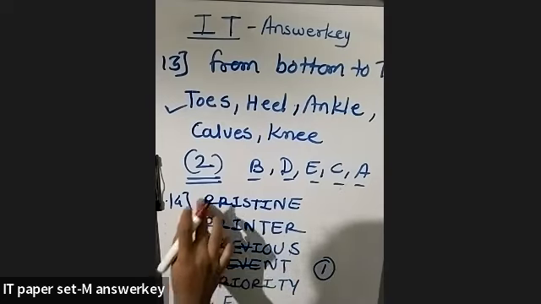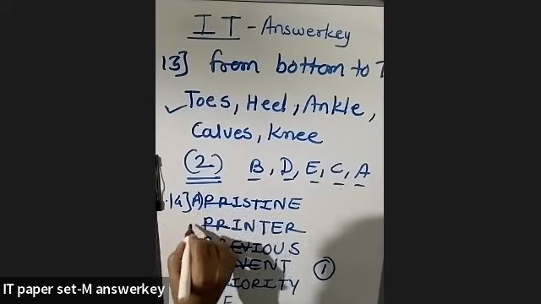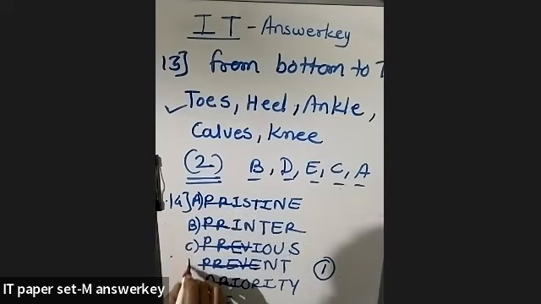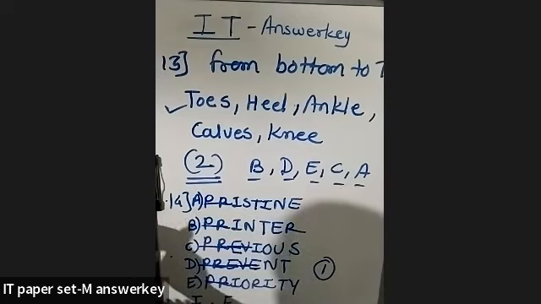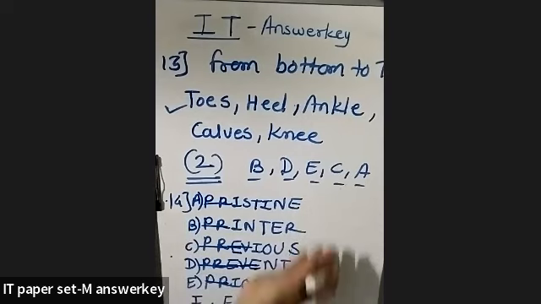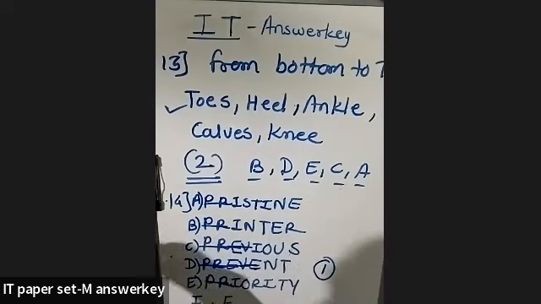I am giving the options here. A, B, C, D, and E. So, D comes first. Where does D come first in the options? Only option number 3 has D in the first position. So, the correct answer must be option number 3. We need not check the other options because there is only one option which has D in the first position.